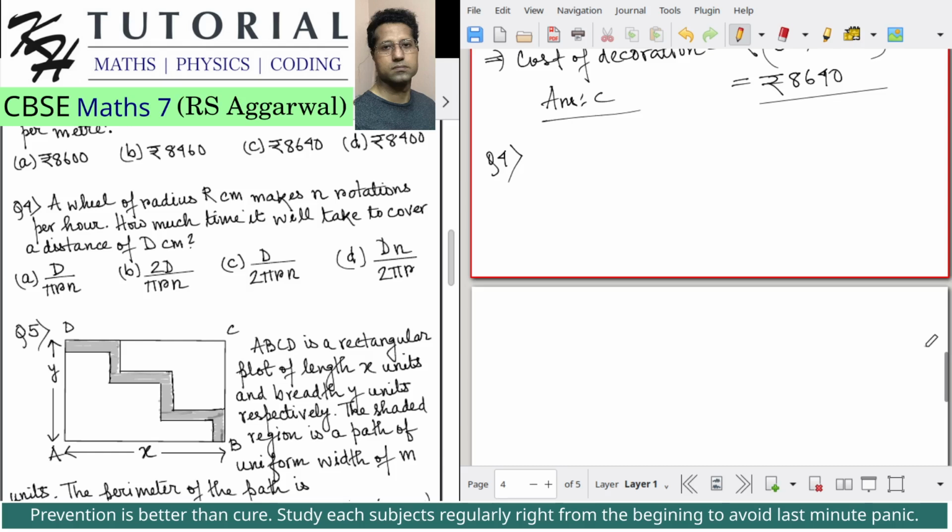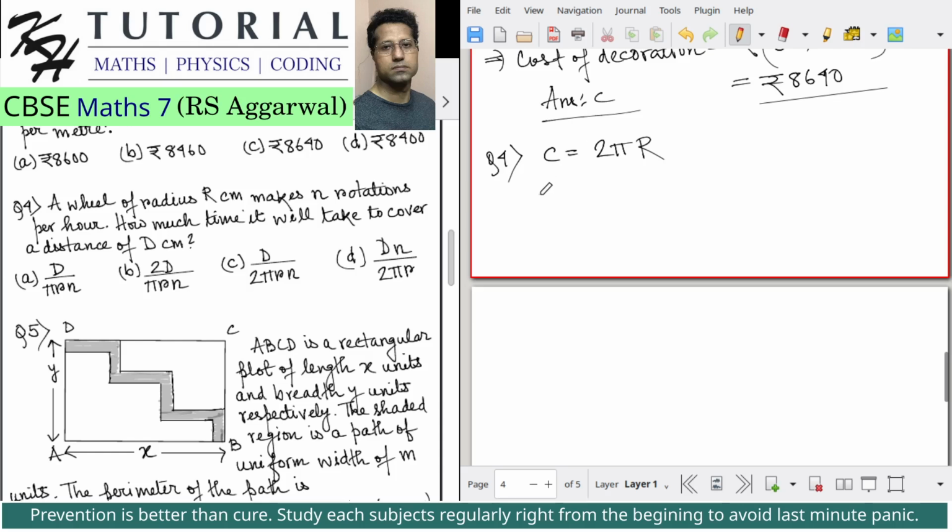Okay, so we know that in one rotation the distance covered by a wheel is equal to the circumference of the wheel. So the circumference of the wheel is 2 pi capital R, where capital R is given to be the radius of the wheel. So this is the circumference.